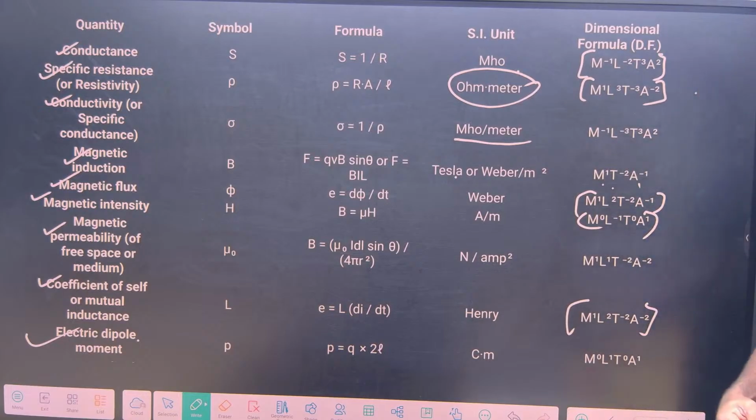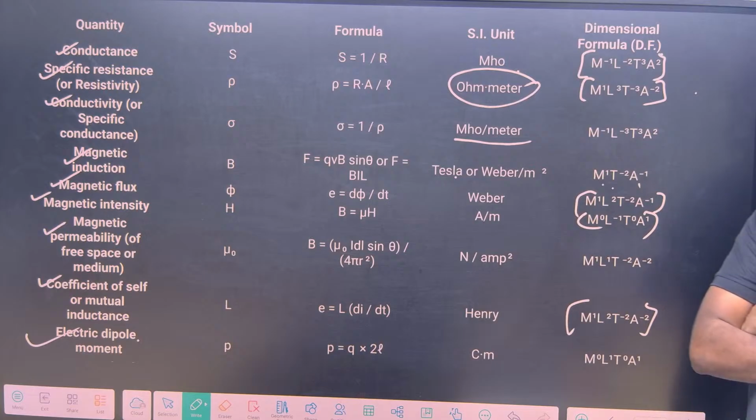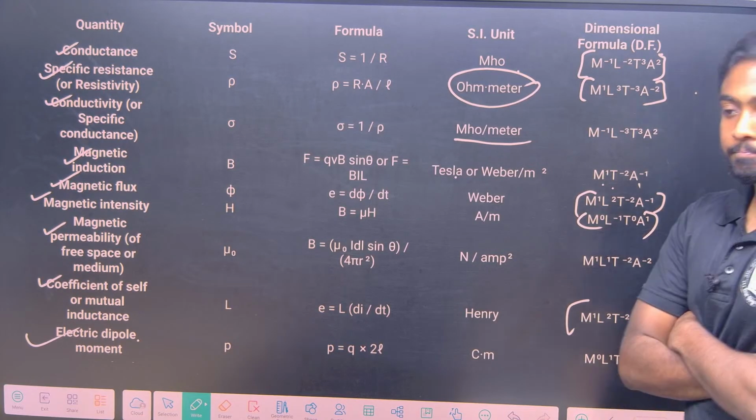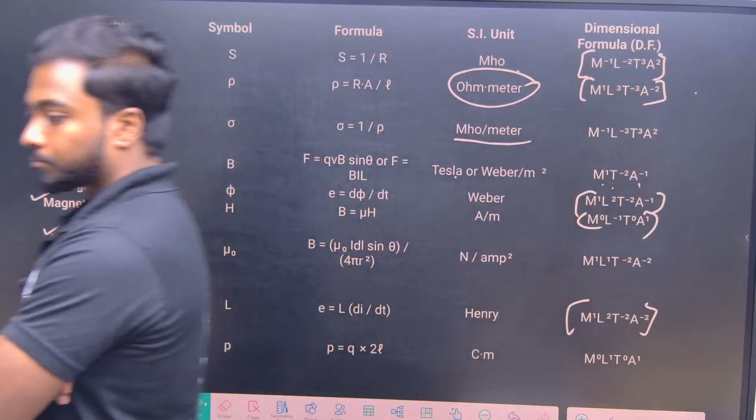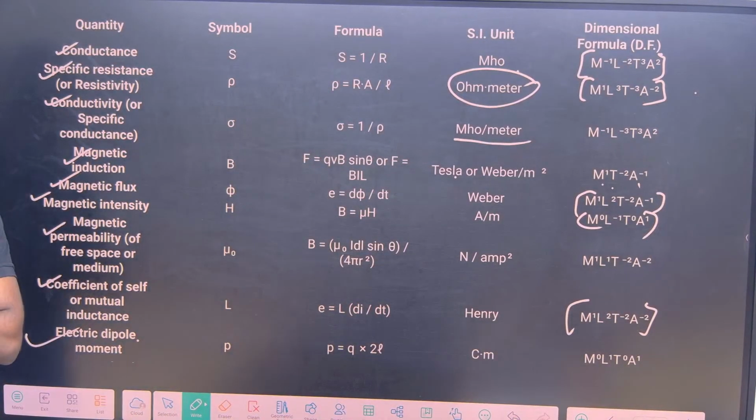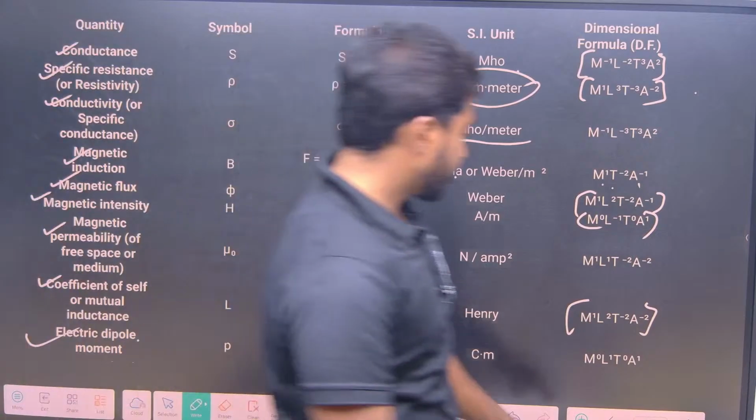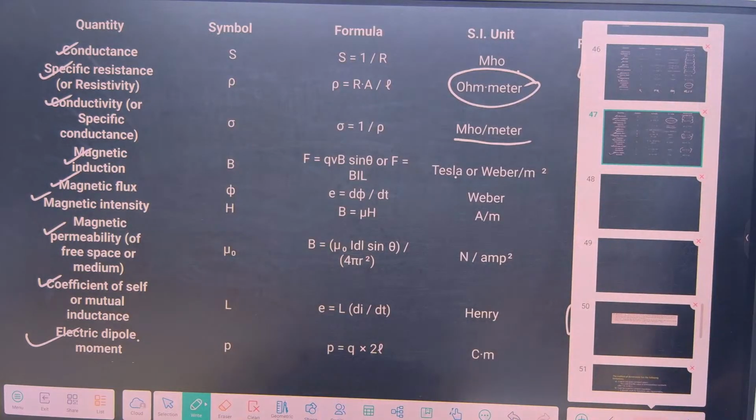Completed. 30 seconds you need again. Okay, complete fast. Done now. Okay, we can see the next one. Fine.